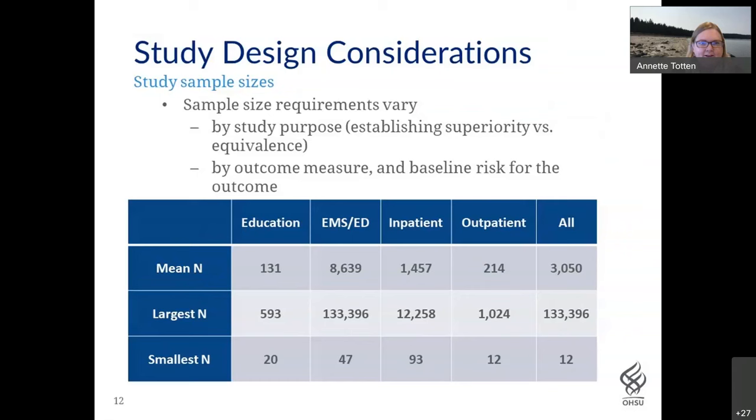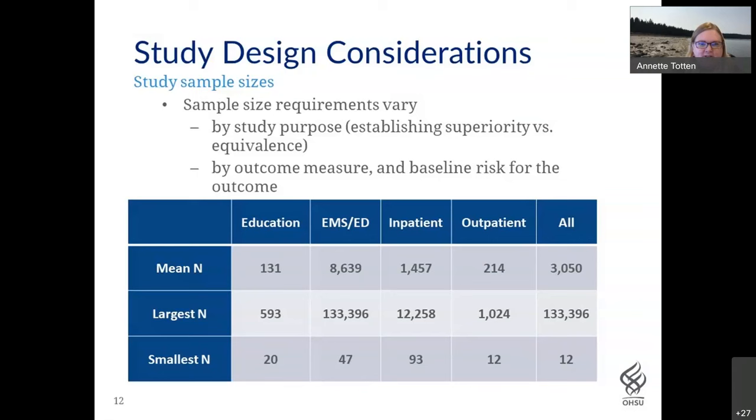Another consideration is sample size. Sometimes smaller studies are less stable. The estimates are not as precise. There's a wide range of sample sizes, and you'll see these. The huge one that's an outlier there is the claims data that was looking at use of telestroke. They looked at all Medicare claims for several years.